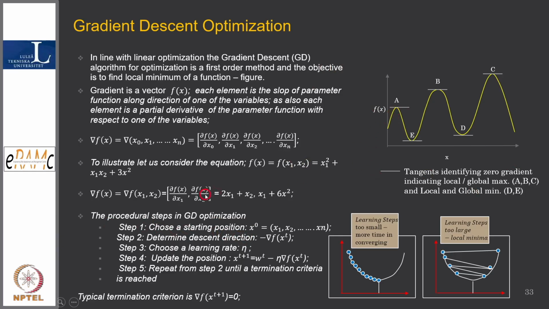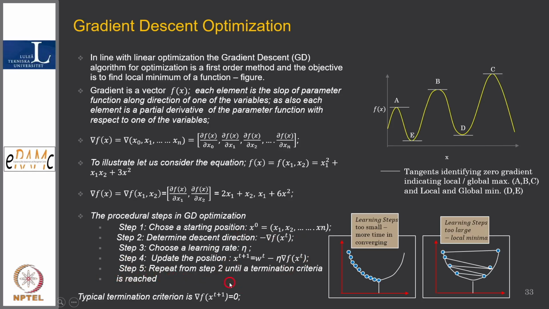So you can start anywhere and determine the descent direction. If you have reached an optimum, either maxima or minima, the gradient should be 0. So here A, B, C are the maxima, and D, E are the minima. Accordingly choose the learning rate and update the positions. So it is weight plus eta delta, like it happens in an artificial neural network, and go to the next step.